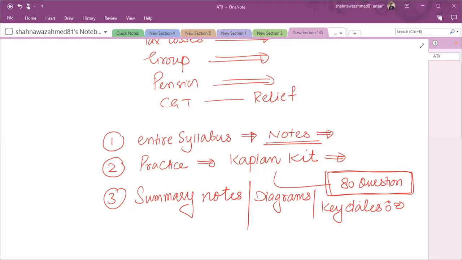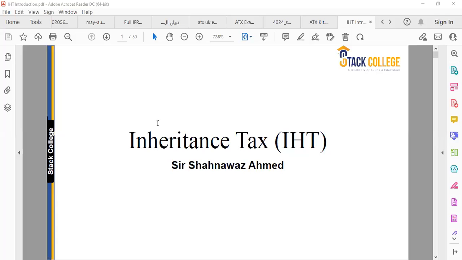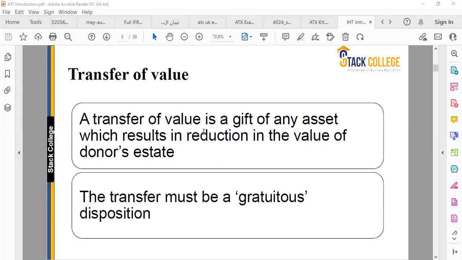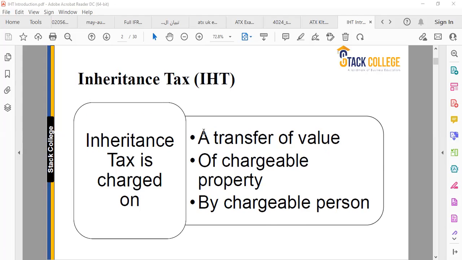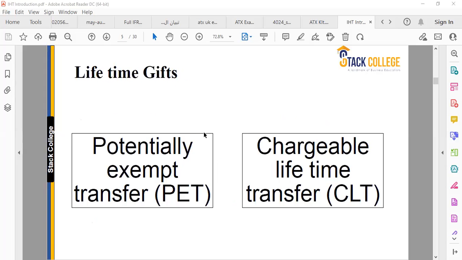Yes, I am going to show you the first topic that we are going to start, so you can get a feel of it. I usually start with inheritance tax. This is a bit of an easy topic, so from the start it is not that difficult. Can you see the slides of inheritance tax? So these are the kind of notes, very easy to memorize.